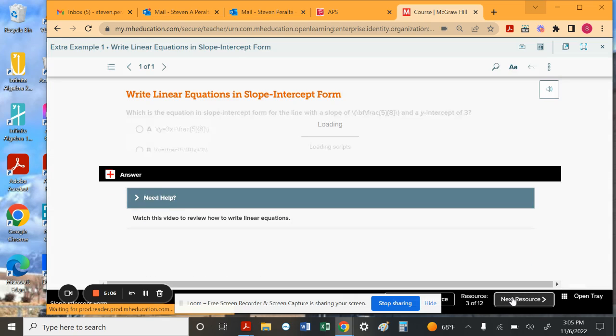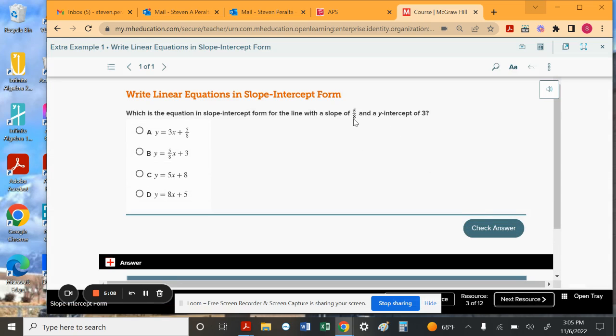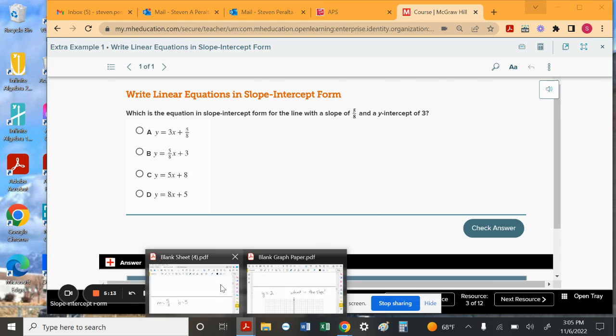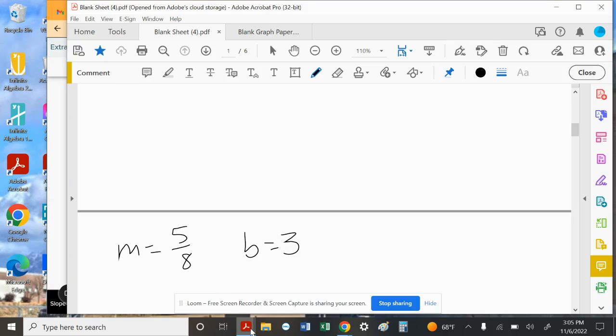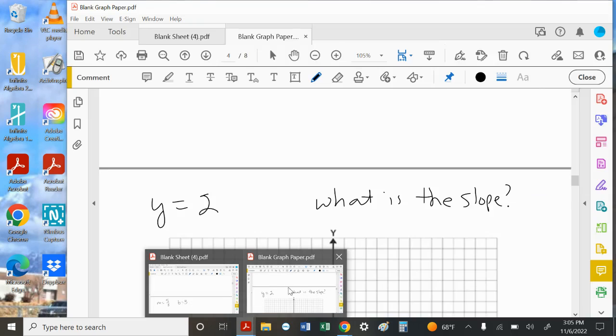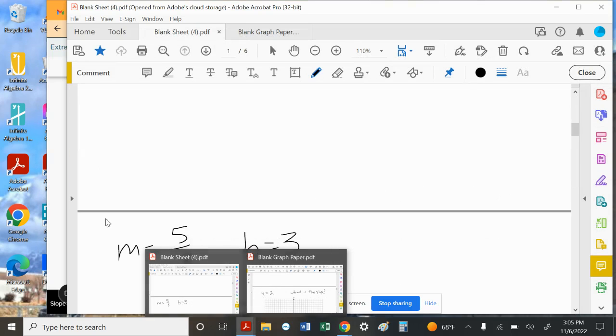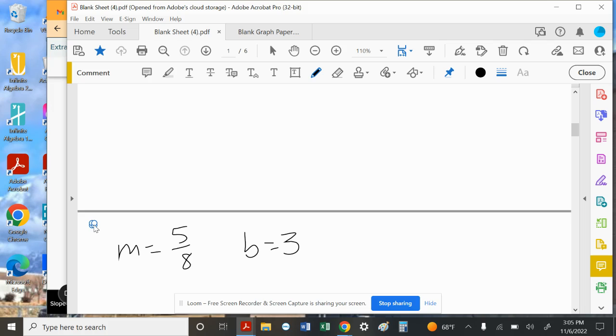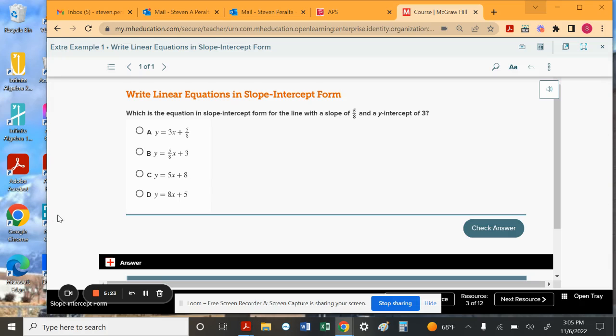So we're going to write an equation in slope-intercept form. We are given a slope of 5/8 and a y-intercept of 3. I just want to make sure I'm on the right one. So here we have this particular problem. I want to make sure that's the right one. It is.